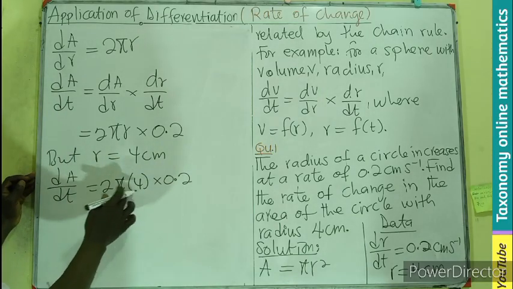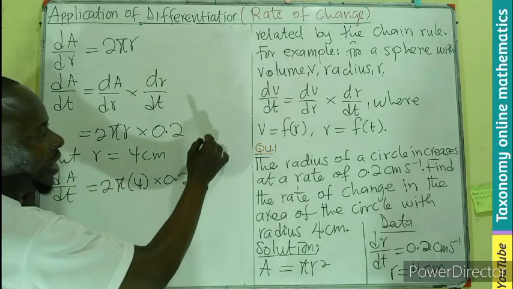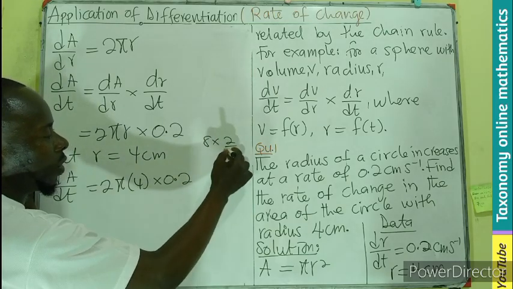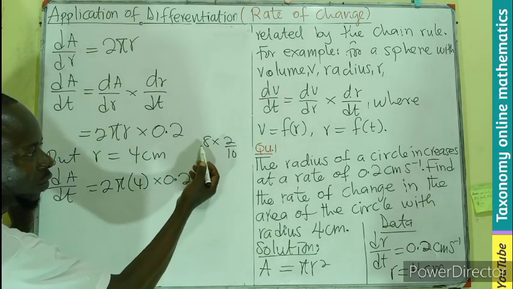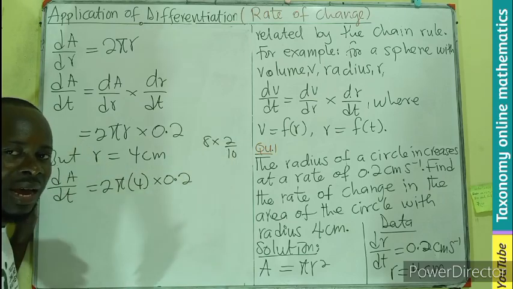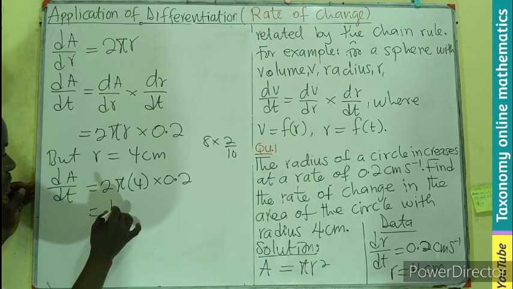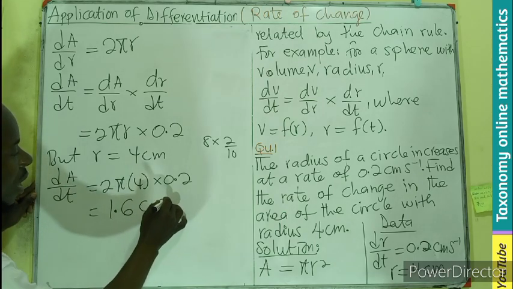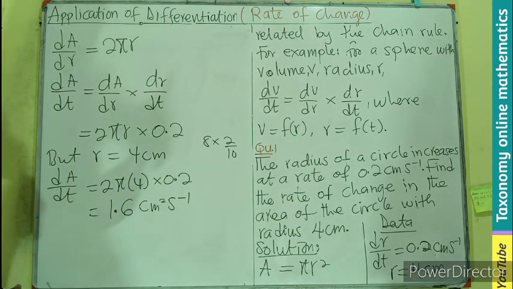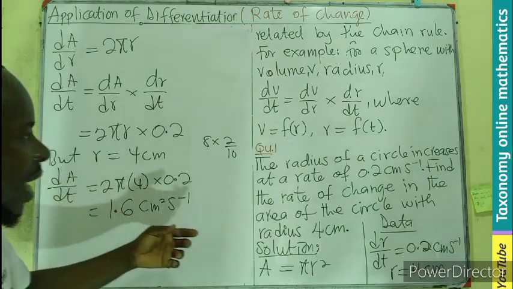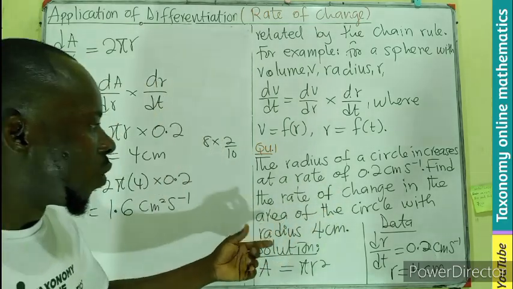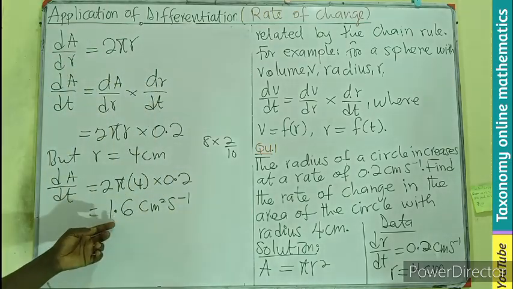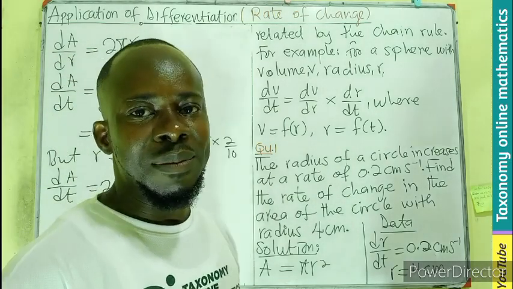I believe this will be 8, right? Then 8 times 0.2 gives 16 divided by 10, which will be 1.6. We're looking for area, so centimeter square per second. So the rate at which the area is changing with respect to time is going to be 1.6 centimeter square per second.